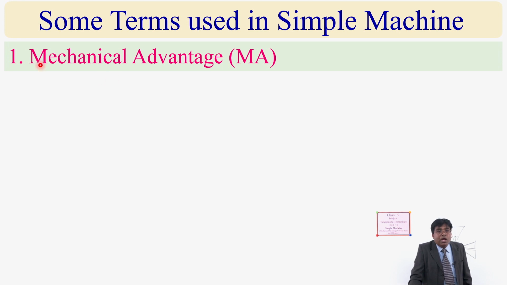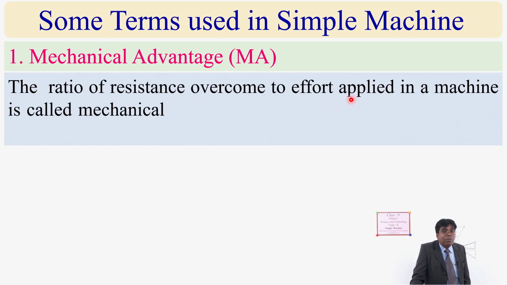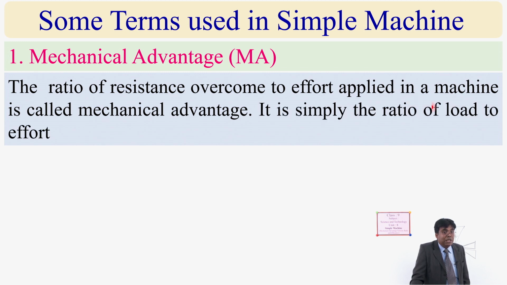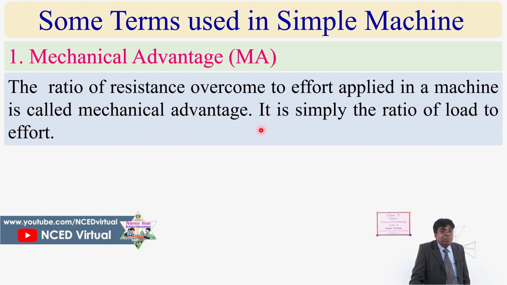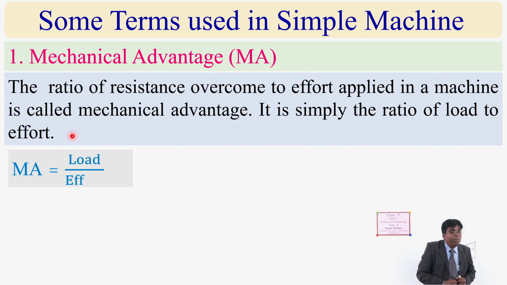Okay, so mechanical advantage is the ratio of resistance overcome to effort applied in a machine. Very simply, this is the ratio of load to effort. It means how much load we can lift by applying effort. It means load is compared with effort. Load compared to effort means load should be divided by effort, and that's why MA is load by effort.